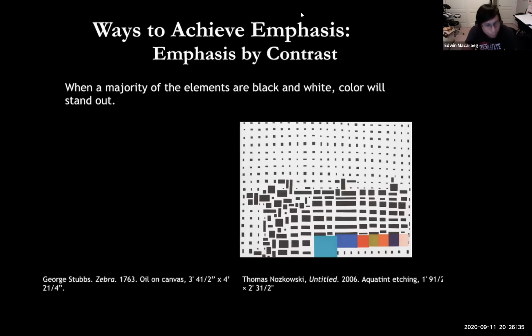For some reason, the image on the left is not showing up. It's George Stubbs, Zebra, 1763. So if you can look it up somehow, Google is your best friend, you can see some examples of contrast. I think that I might have added this zebra image on an upcoming assignment. Okay, so whenever the majority of elements are black and white, color stands out. That's pretty easy to remember.